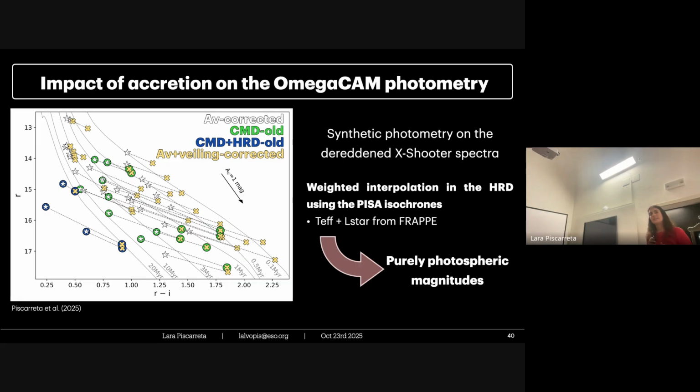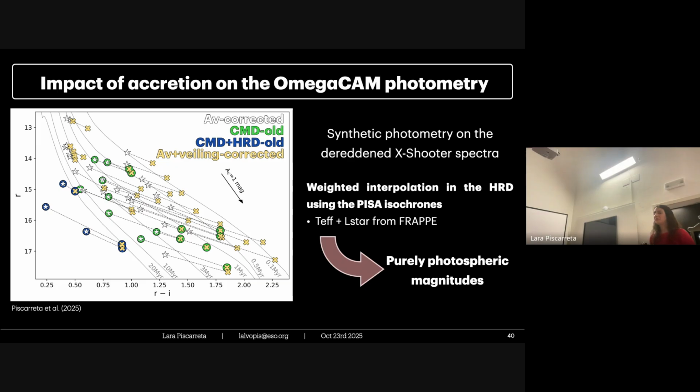Now, this is still work in progress, so I'm happy to discuss this further. We, of course, want to look into the impact of accretion on different filters, and we aim to do that with, for example, HSC, but also Gaia. This was just a proof of concept, to understand that accretion can affect the photometry, and so we need to take this into account.